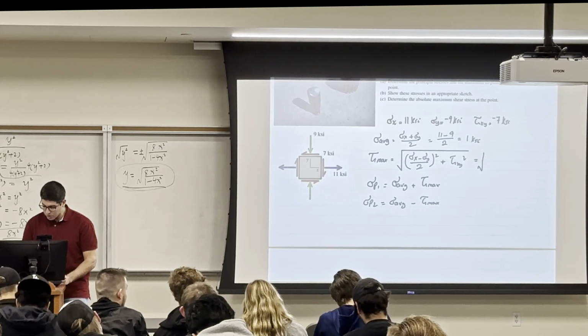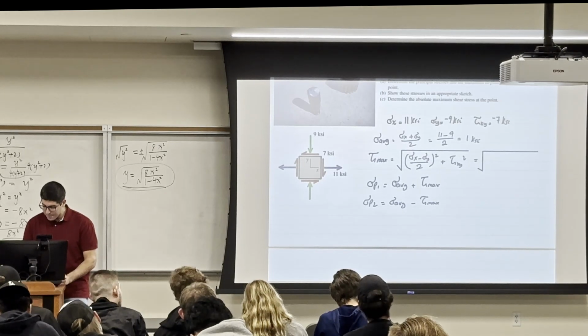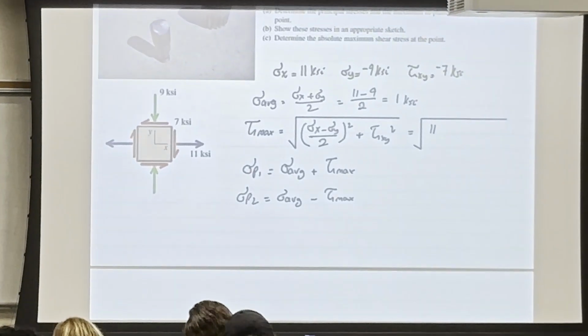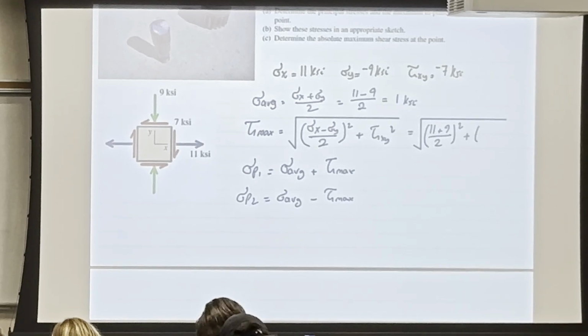So if I want to say now, sigma x minus sigma y is 11 minus negative 9, which is plus 9... I mean 20, over 2, and this is squared, plus tau xy squared. If you did this, you're going to get 12.2 ksi. Let me double check that.